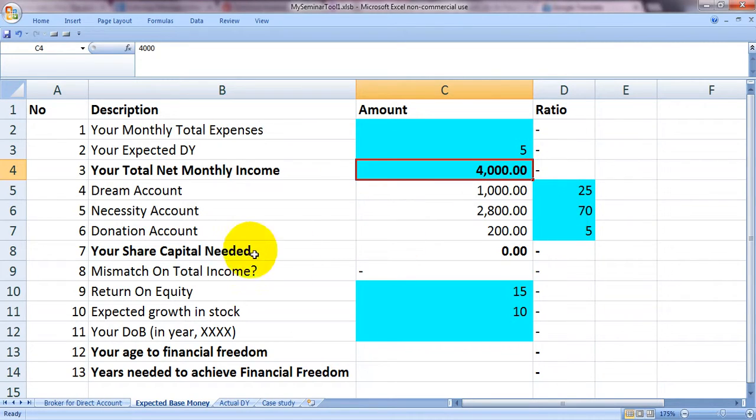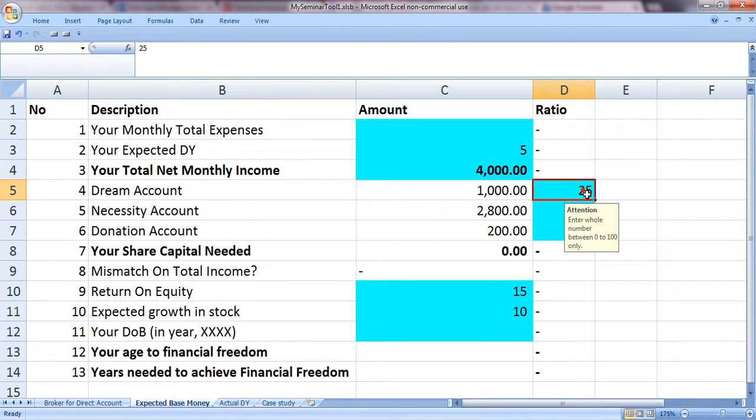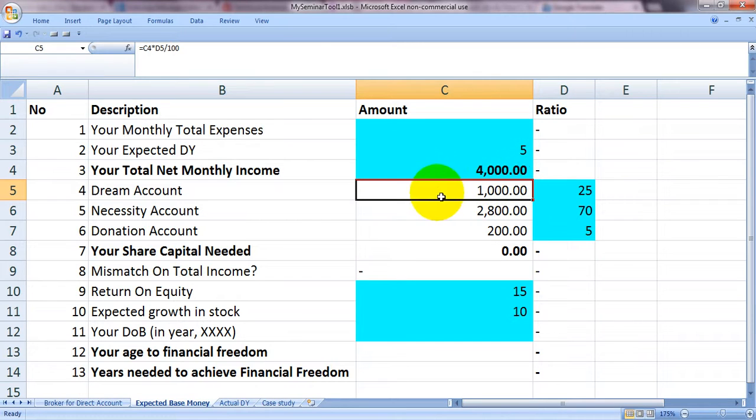According to the accounts over here, I separate 25% for necessity, 70%, then 5% for donations. From here, I can see this 1,000 is the money I can use for investment. And there's 2,800 and 200, which sum up together to be my expenses. So I put 3,000 over here under total expenses.